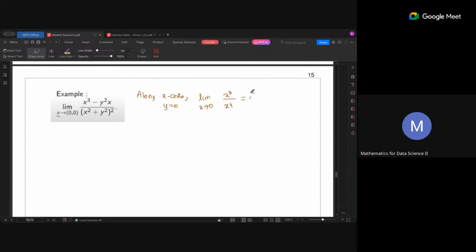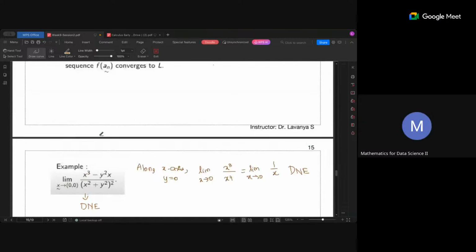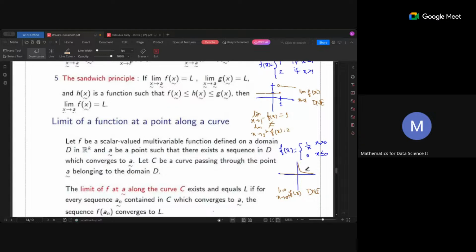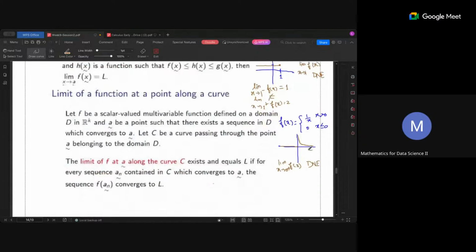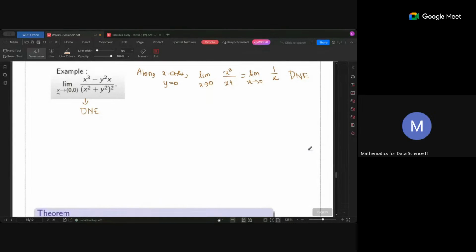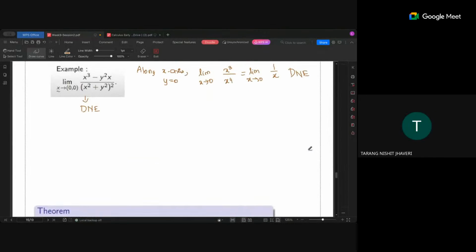So what about this limit? It is 1 by x. As x goes to 0, does this exist? No, ma'am. Does not exist. So if this does not exist, you can say that this limit does not exist. Even if for one curve it doesn't satisfy, then for the whole we can say the limit does not exist. Just like in one variable, even if one side limit does not exist, we say that the whole limit does not exist. Same here. Okay. So, ma'am, we are applying the same thing as partial derivative.